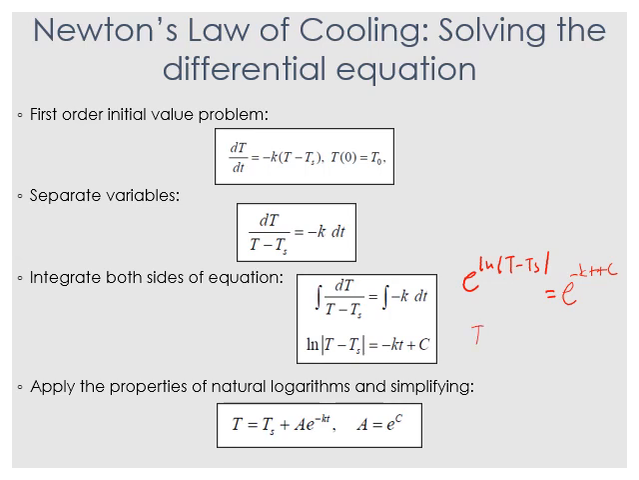So we obtain T minus Ts is equal to exponent negative kt dot exponent c. So T is equal to A exponent negative kt plus Ts, where A is equal to exponent c. So that's how you obtain it here. Just apply the properties of natural logarithms. So that's how you solve the differential equations when it involves Newton's law of cooling.